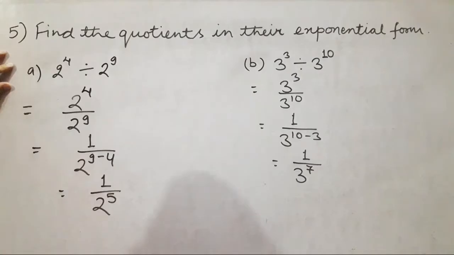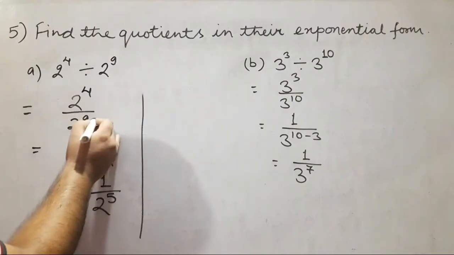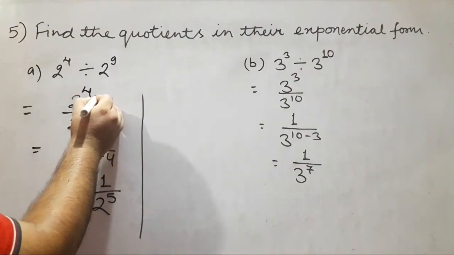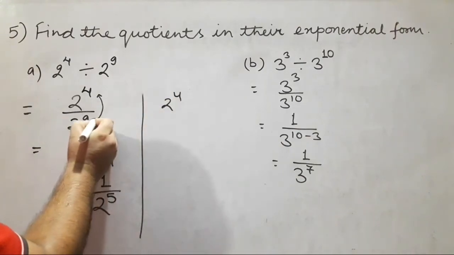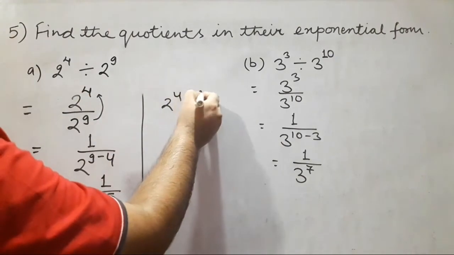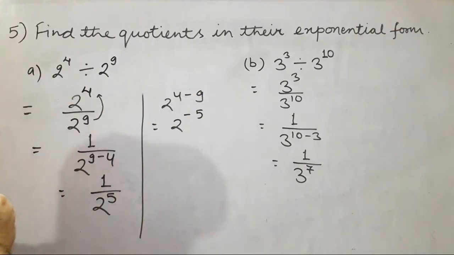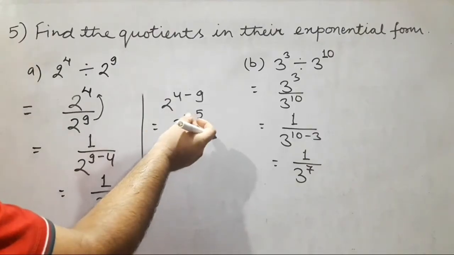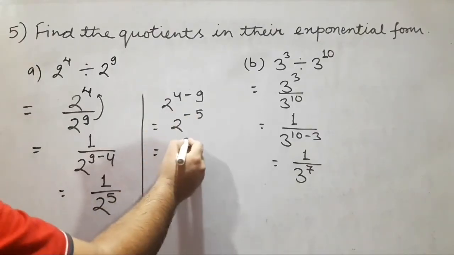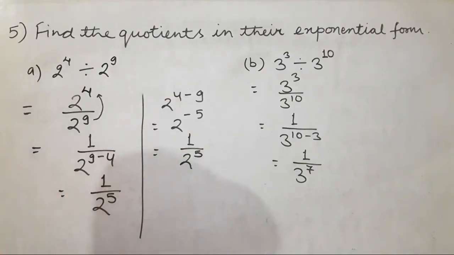These questions can be done in this way also. If you like, you can take this power 9 and subtract from 4. 2 power 4, 9 will go up and become subtracted from power 9. 2 power 4 minus 9 equal to 2 power minus 5. And as we know from the law of negative index, when we change the place of the base, then the sign of the power is altered. So it can be written as 1 by 2 power plus 5. So you can do in this way also.